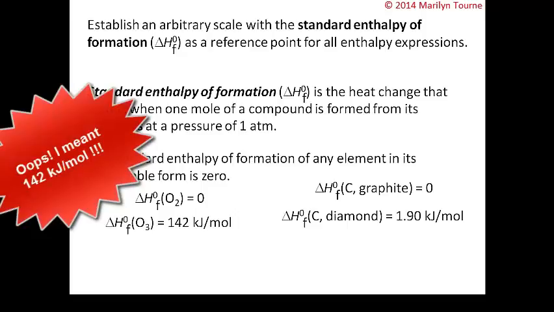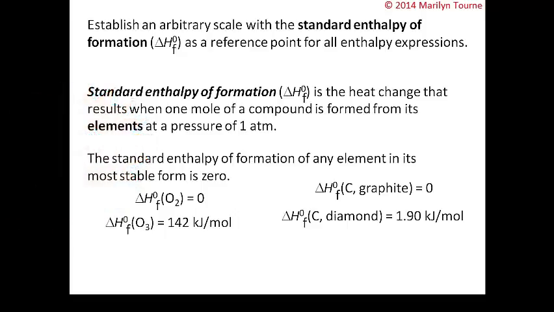The standard enthalpy of carbon in the graphite form would be 0. That's the most stable form of carbon. But if you do carbon in diamond form, that's not most stable, so it has a value of 1.9 kilojoules per mole. Based on these references for the elements, we can now define the standard enthalpy of formation of a compound as the heat change that results when 1 mole of that compound is formed from its elements at a pressure of 1 atm.